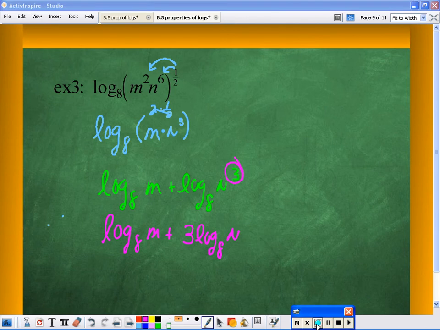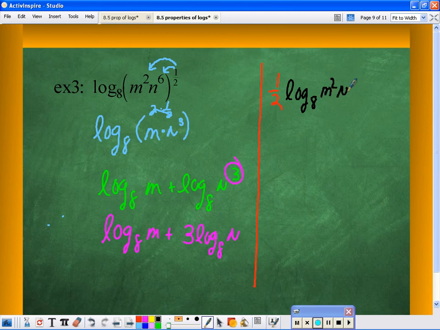Now, let's assume that you didn't approach the problem that way, that your eyes saw that 1/2 going in front of the log like this. Let's assume that you saw that move first. What would happen if you did that 1/2 log 8m squared n to the 6th? Well, you would just have to be careful to make sure that that 1/2 gets distributed to everything. It's talking about all the terms inside that log. So you would have 1/2 log 8m squared plus 1/2 log n to the 6th.